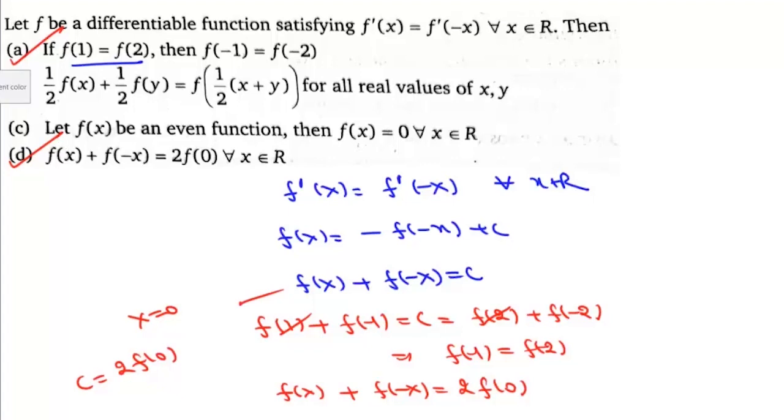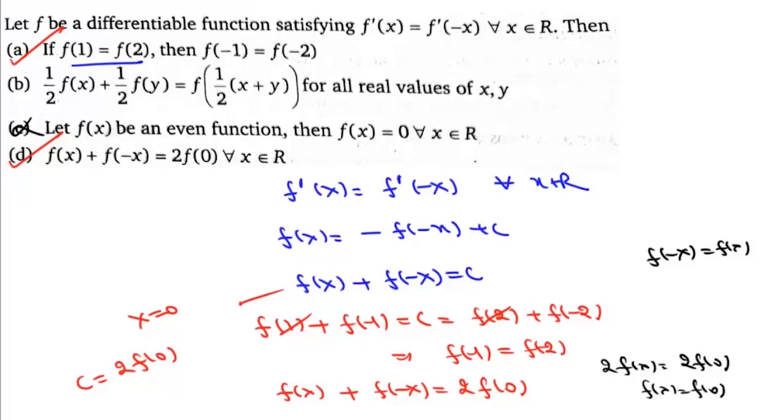Now if you look at this option C, it says let fx be an even function. If it is even, then f minus x is equal to fx. So in that case, it will be 2 times fx and it will be equal to 2 times f0. So from here we'll get this condition that fx equals f0, and this f0 may be 0 and it may not be 0. So this C is not necessarily true.